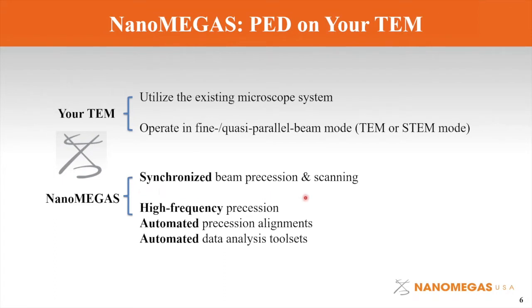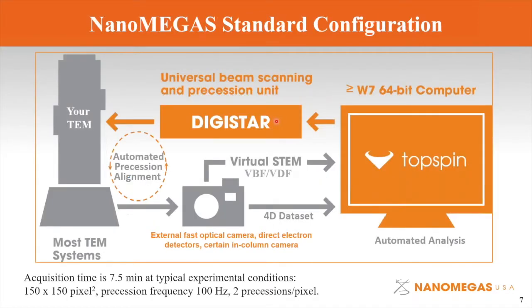It's effective because it works with most modern microscopes. It's efficient because we have high frequency precession. And then we have automated precession alignments, which is important because if you want high spatial resolution, you want the precession alignment in the real space to be pretty good. And then we also provide automated data analysis tool sets. Shown here is the standard configuration of our system.